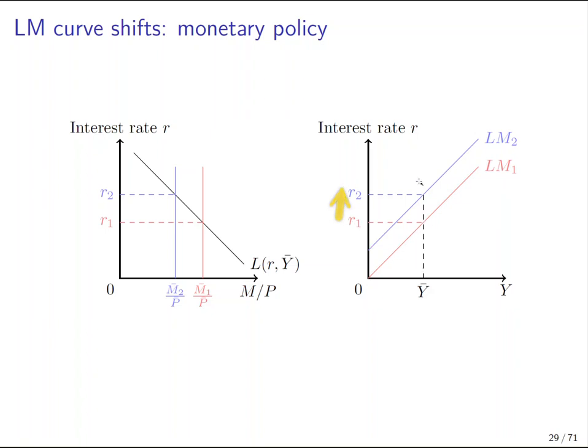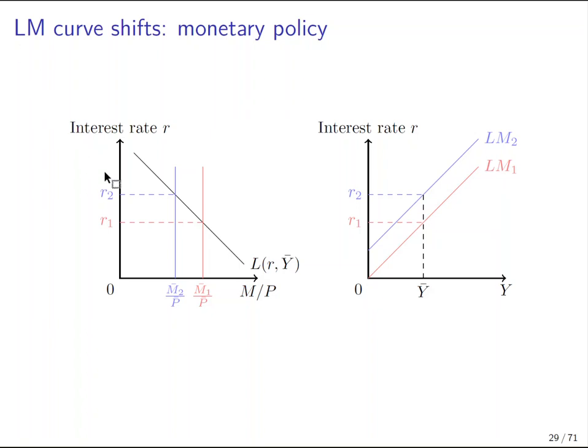Because for the same output, when the money supply is reduced, the interest rate goes up. So that's why when monetary policy is contractionary, the interest rate goes up, and when expansionary, it goes down. So you print more money, interest rate goes down. When you print less money, interest rate goes up.